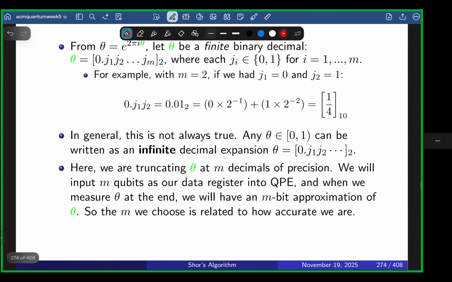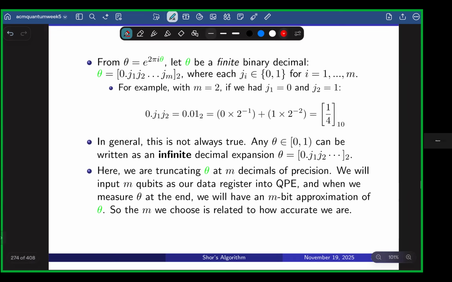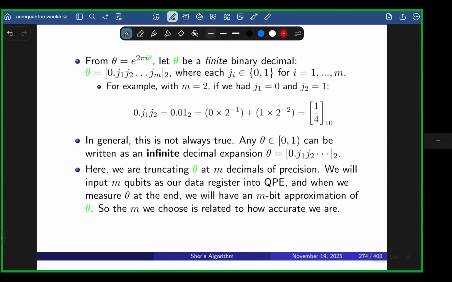This is what I just said. We truncate theta at m decimals of precision. We're going to input m qubits into quantum phase estimation. When we measure theta at the end, we're going to have an m-bit approximation of it. So the m we choose is related to how accurate our result is.